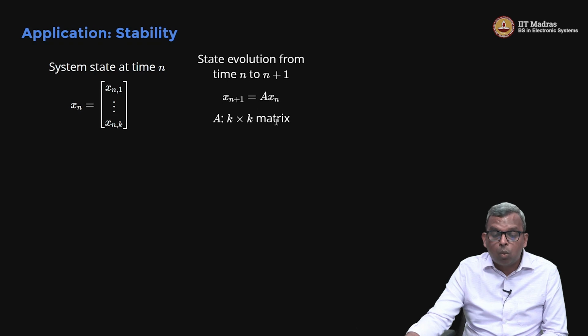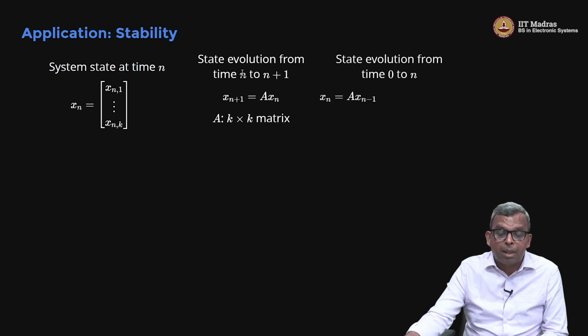Now what happens when you look at this evolution from time 0 to n? Time n to n plus 1, I know it's A. What happens from 0 to n? It's very easy. X n is A times X n minus 1. Just using this formula, which is the same as A squared times X n minus 2. Do you see that?